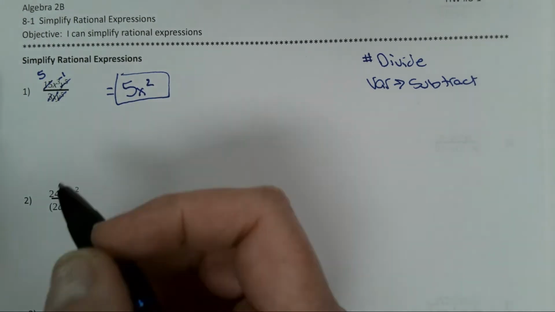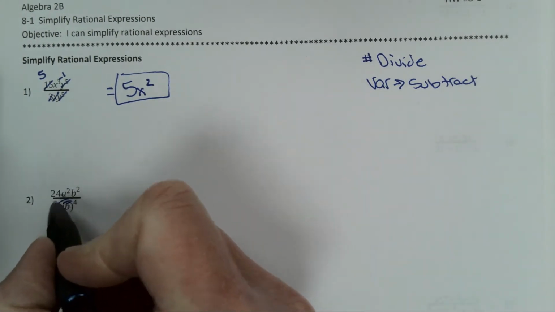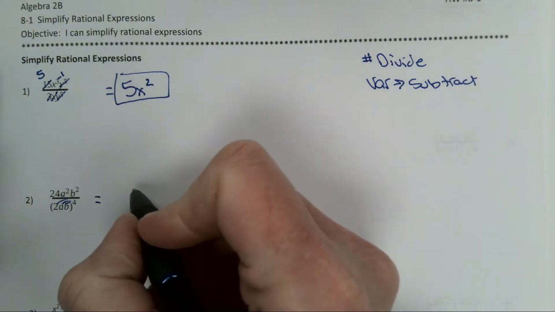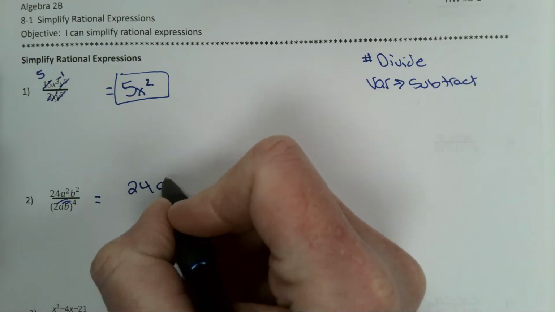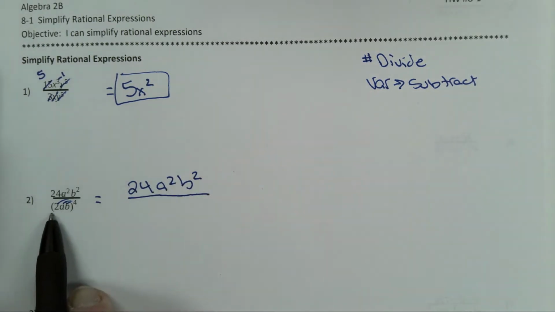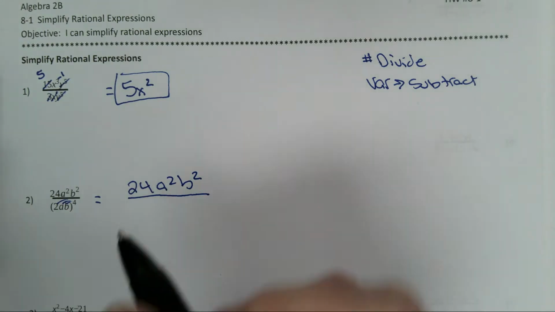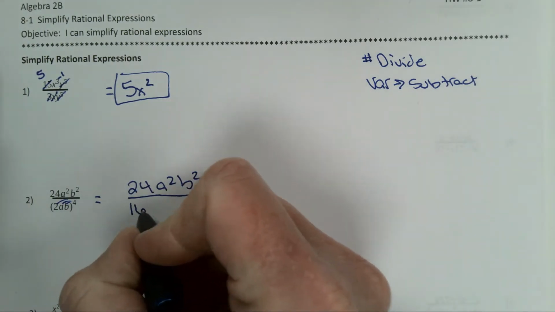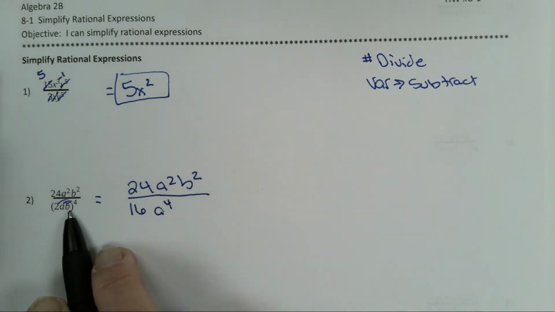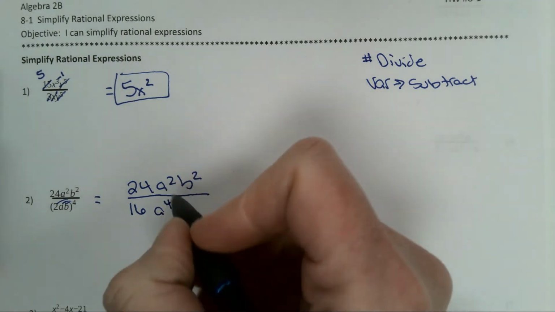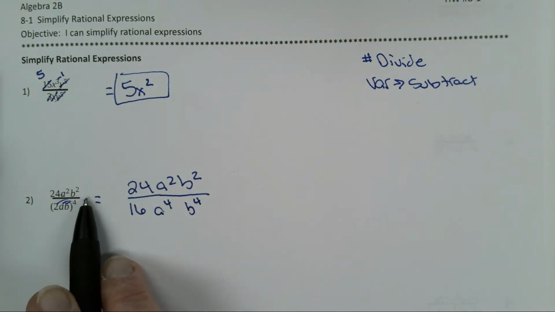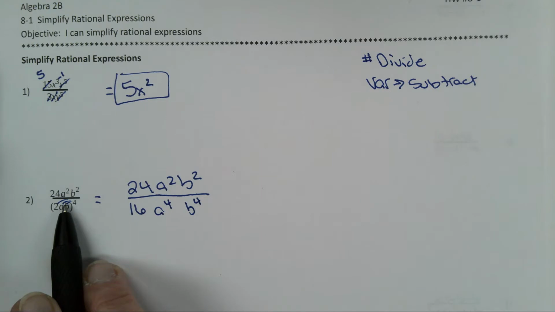On number 2, we need to distribute this exponent of a 4 to all of my denominator terms. So nothing changes on top yet. When I go 2 to the 4th power, that gives me 16. And then a to the 4th is a to the 4th. And then b is also to the 4th power, because when you take an exponent to an exponent, you multiply them, and there's an invisible 1 there.